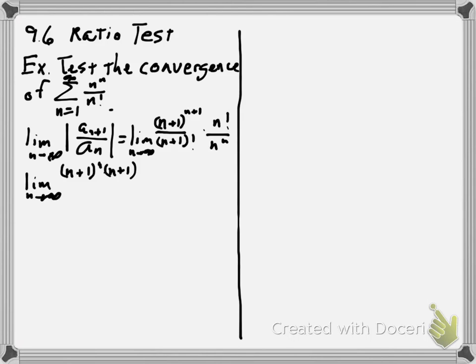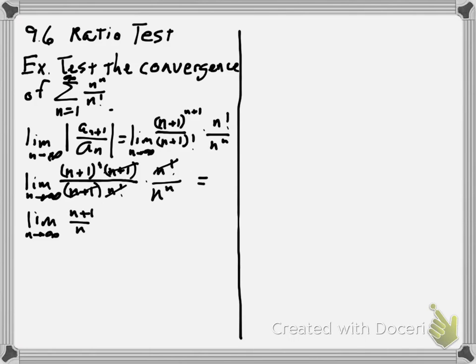That's how we'll write the n plus 1 to the n plus 1, divided by the n plus 1 factorial. I'm going to write as n plus 1 times n factorial, and then times n factorial over n to the n. So now we can see that this guy cancels with that guy, and this guy cancels with that guy. And now what's left over is two things being raised to the nth power. So now we're going to be looking at the limit as n goes to infinity of n plus 1 over n, all now raised to the n power.